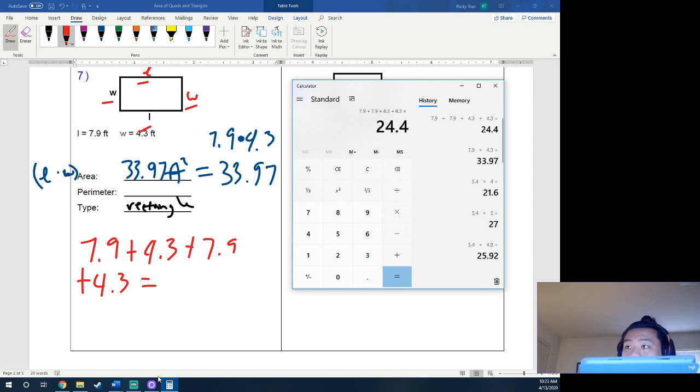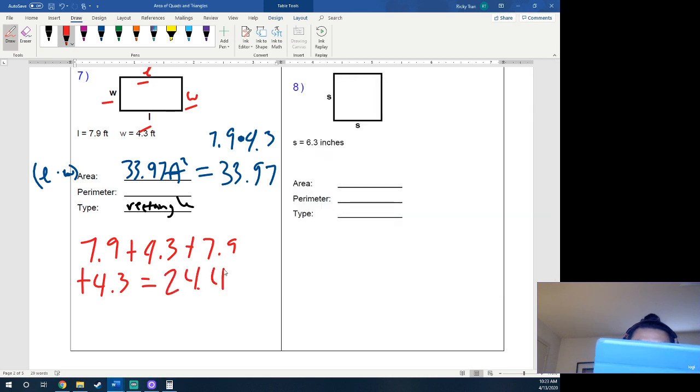24.4. Okay, 24.4 feet. Clean this up. Okay.